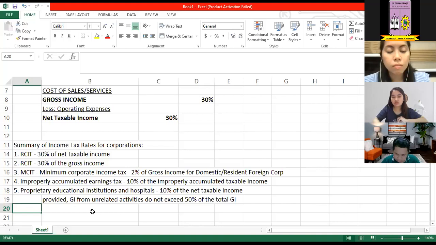Actually, kailangan mong i-examine yung facts, no? Kailangan mong i-examine yung circumstances of the case, no? Hindi naman lahat na kung meron kang cafeteria, unrelated agad, no? Depende, okay?